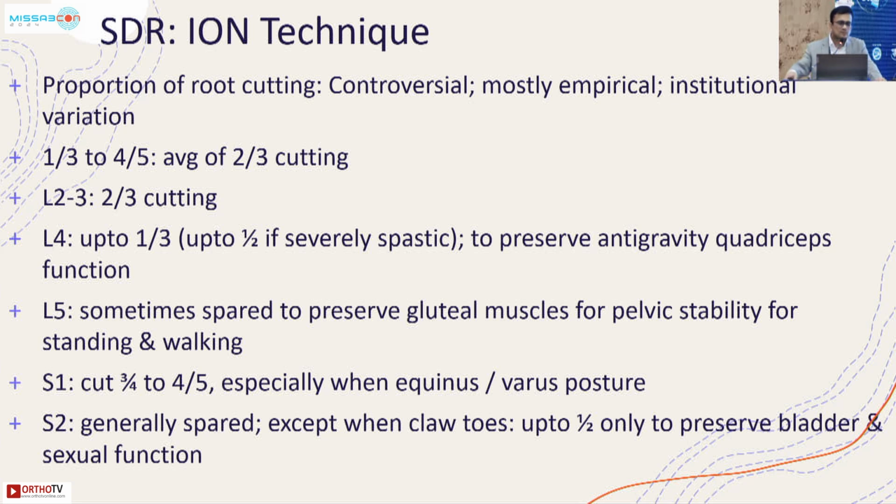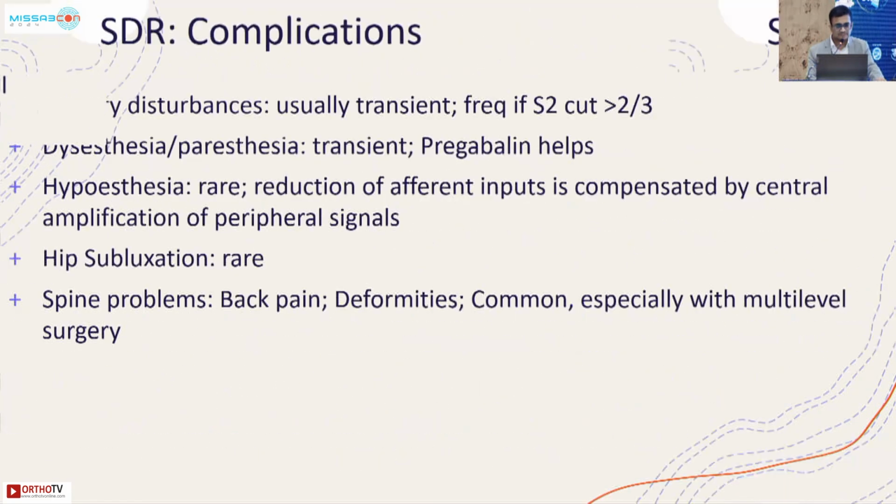There is quite a lot of controversy. There is no consensus about the portion of rootlets which have to be divided. There is a range of division being practiced from 1/3 to 4/5. On average, around 2/3, around 66% of the rootlets, are usually divided worldwide, but there are individual practice differences. And as I already mentioned earlier, L4 and S2 are important roots, and as far as possible, not more than 1/2 of the rootlets of L4 and S2 should be divided.